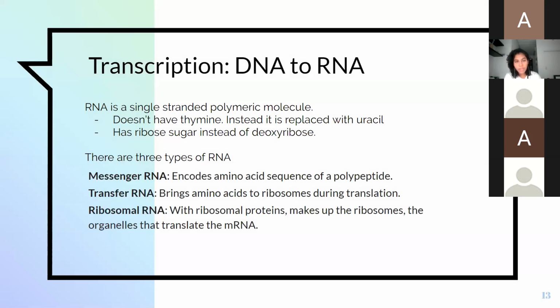And there are 3 types of RNA. There is messenger RNA, which encodes the amino acid sequence for a polypeptide. You have transfer RNA or tRNA, which is used in translation and brings amino acids to the ribosome during translation. And then you have ribosomal RNA, which makes up ribosomes alongside proteins.